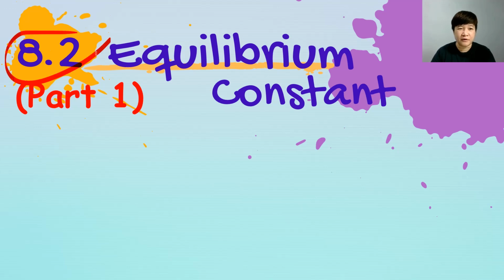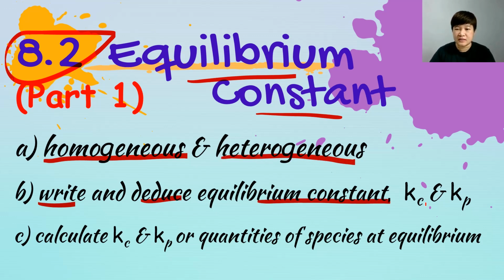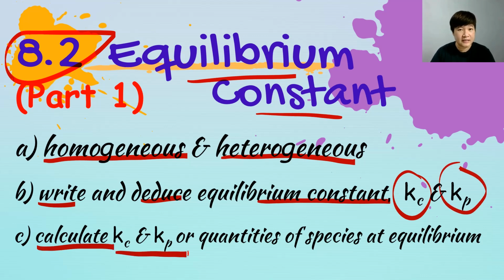And for today's video, we are focused on 8.2 equilibrium constant. This is part 1 of your 8.2 where we will look into a few learning objectives. We'll look into what is homogeneous and heterogeneous, and we are going to write and deduce the equilibrium constant Kc and Kp. We will also do some simple calculation for Kc and Kp.